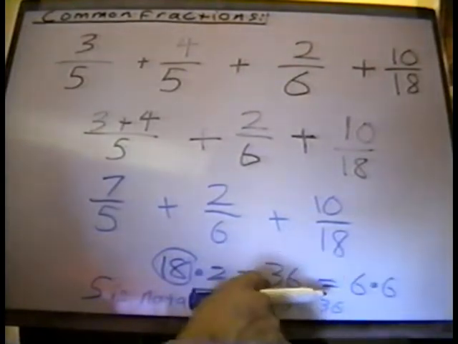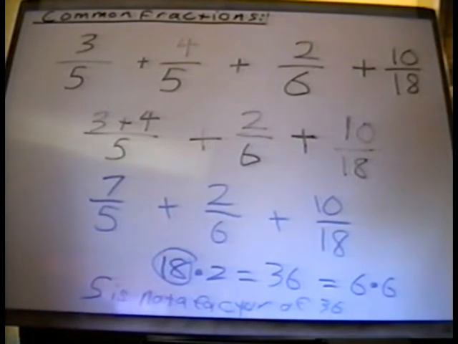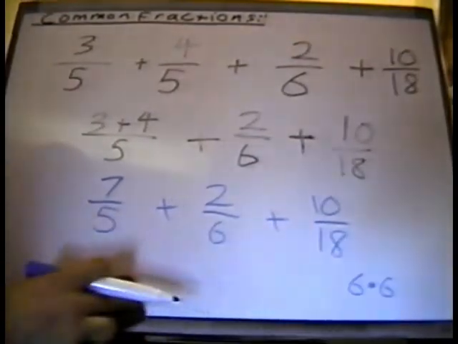Multiply it by itself. Now we can change these numbers to 36, but that would not work for 5.